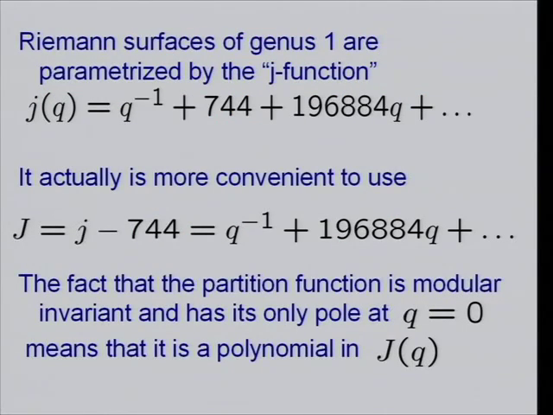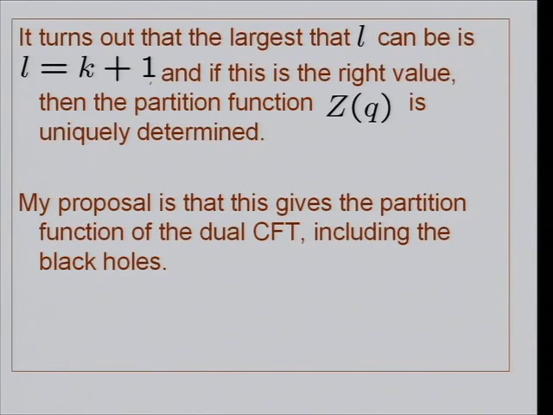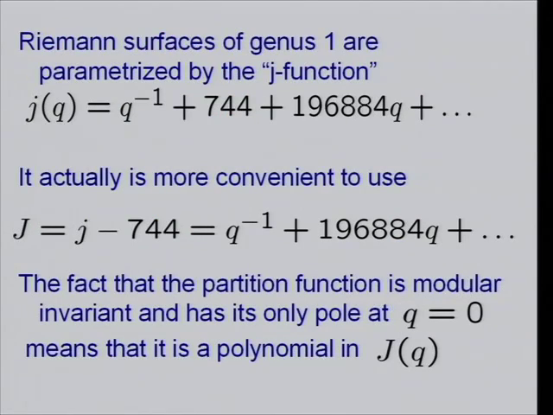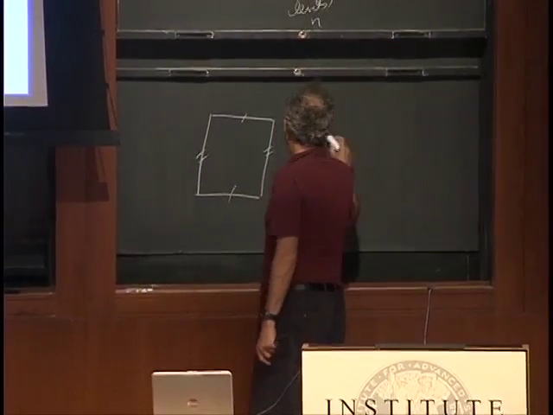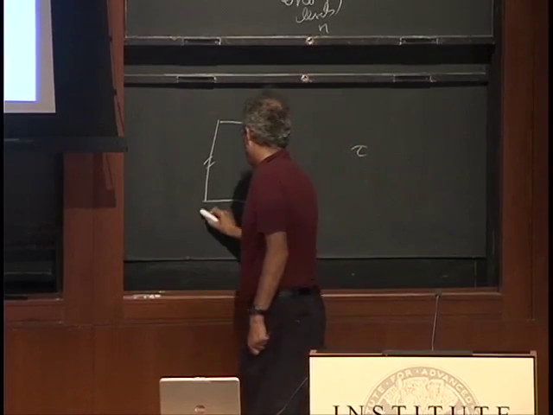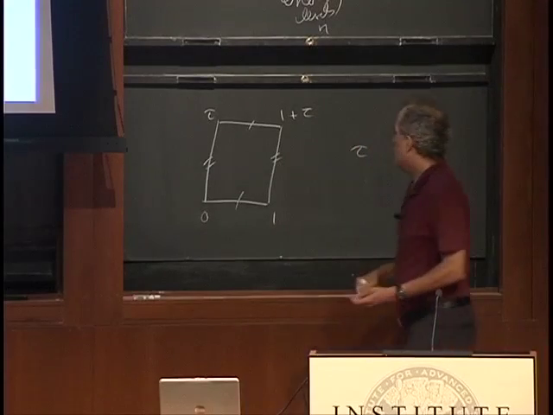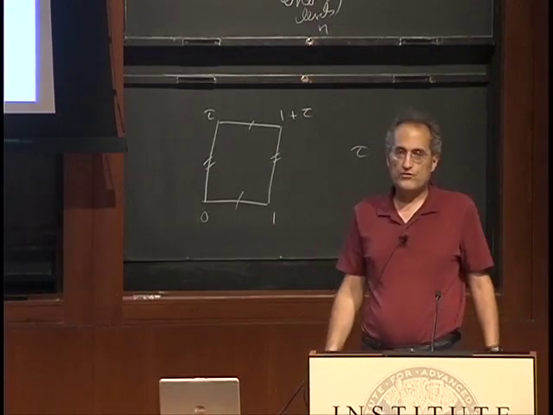Now, I want to explain this statement that if L is as big as it can be, then there's a unique possible partition function. Riemann surfaces of genus 1 are parameterized by something called the j function. Well, a Riemann surface of genus 1 is made by taking a parallelogram and identifying opposite sides. And one starts with a complex number tau in the upper half plane, such that the corners of the parallelogram are at 0, 1, tau, and 1 plus tau.